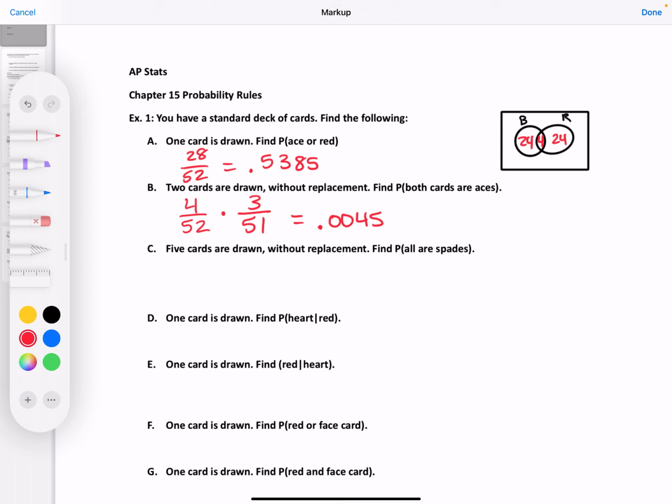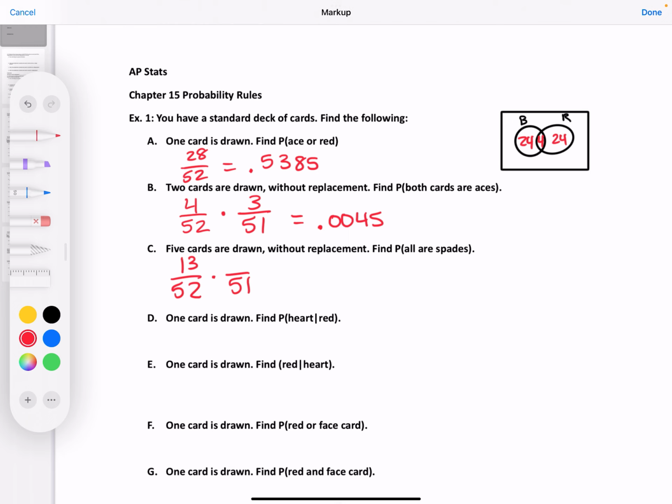Okay, the next one. 5 cards are drawn without replacement. Find the probability that all are spades. So there are 13 out of 52 spades. You're taking out 5 cards. So you've pulled the first card, and you're down to 51 cards left. So you have to do it numerically.